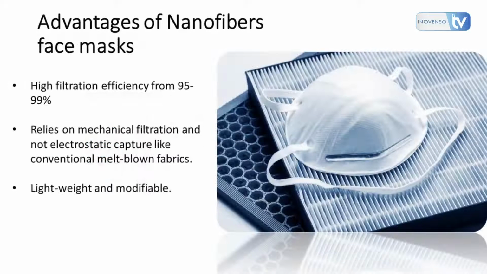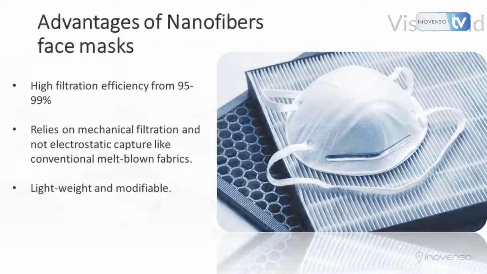So let's move on. This is the advantages of nanofiber face masks. Like the conventional melt-blown synthetic material, it can have a filtration efficiency from 95 to 99%, albeit they're much more lightweight. And like I mentioned earlier, they rely on mechanical filtration and not electrostatic capture. So that's one other good thing. And because the electrospinning itself is really adaptable, you can add active layers to add additional modifications. And you can use ethanol spray to clean them. Whereas if you were to use ethanol spray to clean melt-blown fabrics, they would easily lose their electrostatic attraction because of the oil. So let's move on to the next slide.